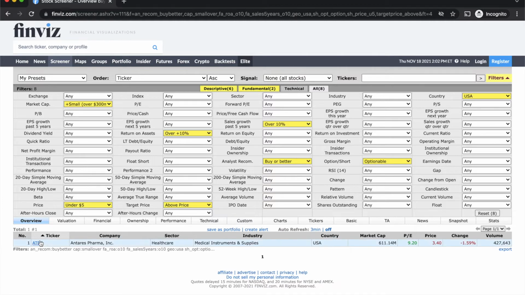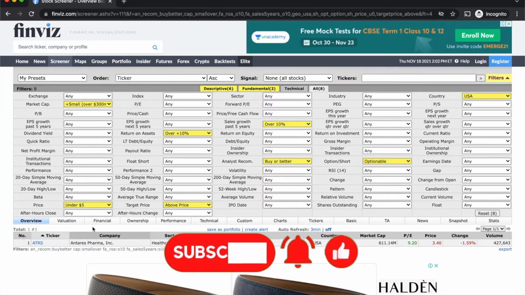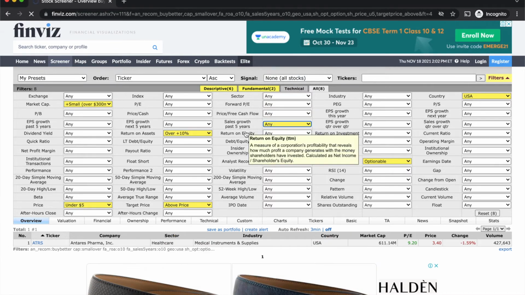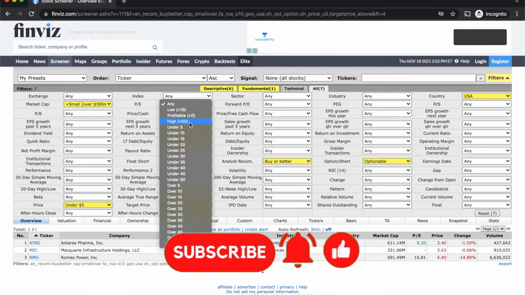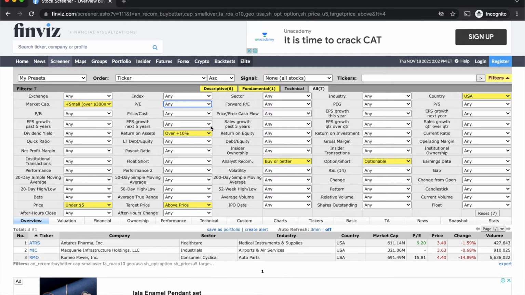So now only one stock is coming up here. This is where you need to adjust the filter from time to time. For now, let's remove the sales growth because I want to show you something else. I also want to look at stocks which don't have a high price to earnings ratio. So ROA is basically going to give you stocks which are generating good returns.